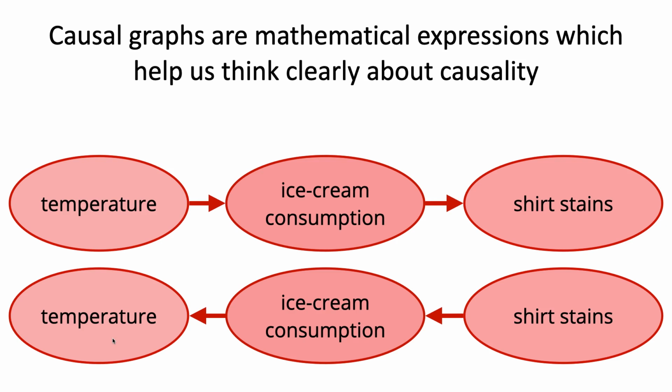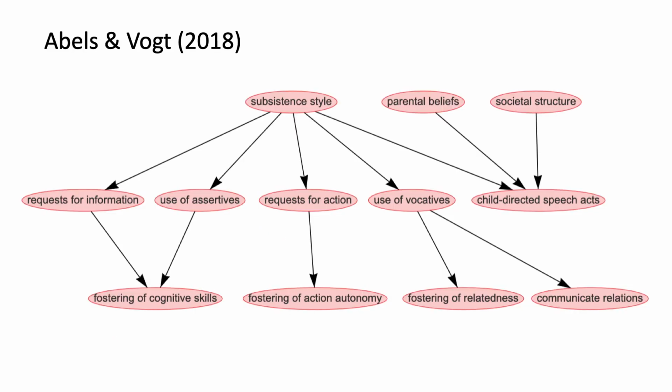The idea of using this in research is to try and create causal graphs that express our hypotheses about the relationships between things in language and culture. So for example, here's a paper by Abels and Vogt, who suggest various relationships between subsistence style and the modes of speaking. Expressing your hypotheses like this, the idea is that you're more explicit about what the relationships that you're looking for are, and you can break your studies down to study one of these causal links at a time rather than try and study everything at once.